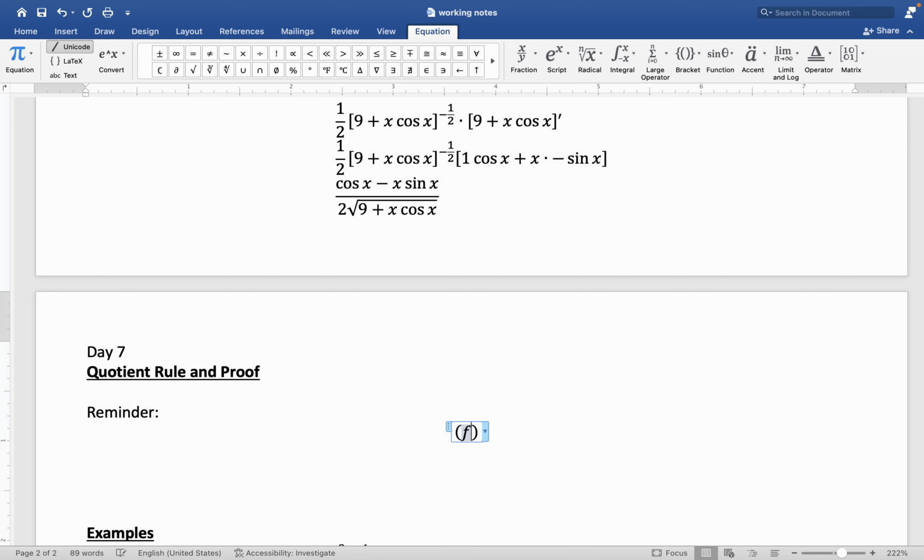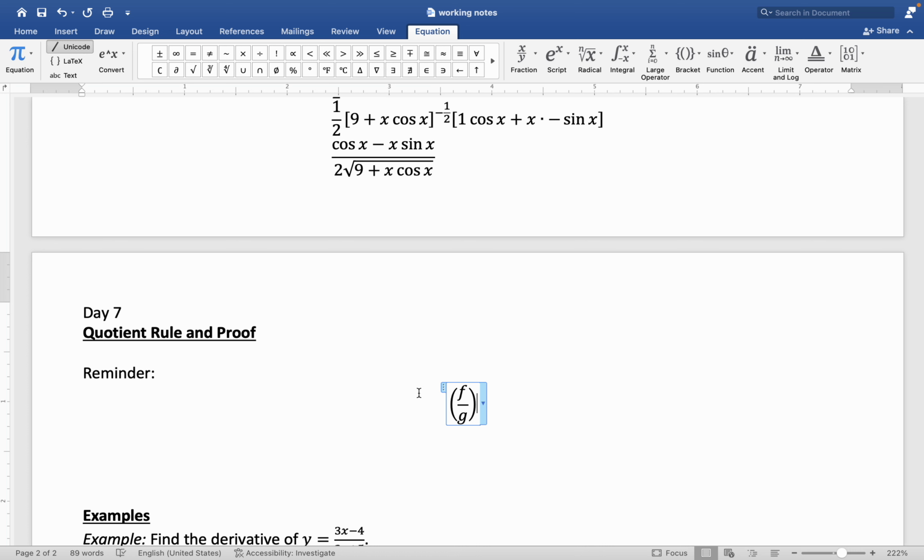If you have one function f divided by another function g, and you want to know what's the derivative of that entire function, I want to remind you that that is not simply the derivative of f over the derivative of g. That is not what it is. If you remember, that's what Billy thought it was. That's not true. It doesn't work that way.